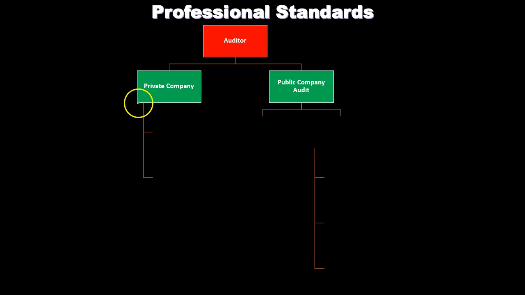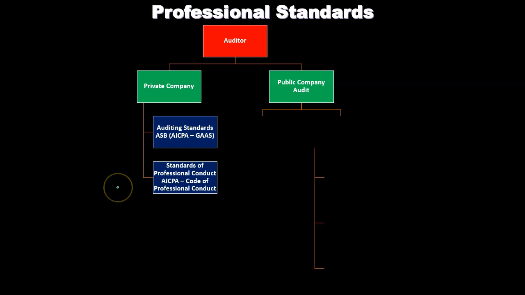So you can think about the private company standards as, in essence, applicable to all audit processes, and then the public company audit standards being those things that were added to it when we're thinking about auditing companies that are publicly traded. So private company includes the auditing standards, ASB, the AICPA, GAS, Generally Accepted Auditing Standards, and the Standards of Professional Conduct, the AICPA Code of Professional Conduct.